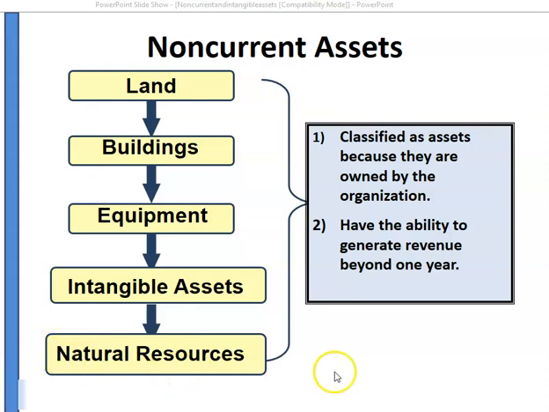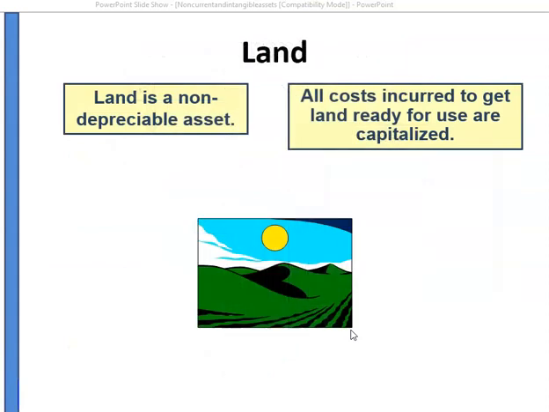But we want to understand what the criteria for classifying an asset as non-current actually is. So if a current asset, if we expect to convert that into cash or into more cash within 1 year or the operating cycle, whichever is longer, well then non-current assets have the ability to generate revenue beyond 1 year or beyond the operating cycle for whatever business we're talking about. So again, land, buildings, equipment, intangible assets, we'll talk about that, and natural resources are all examples of non-current assets.